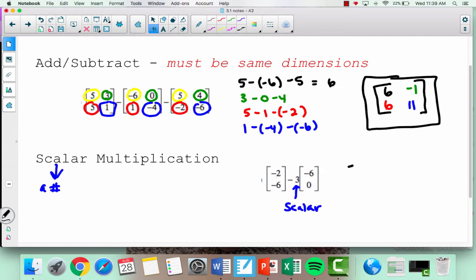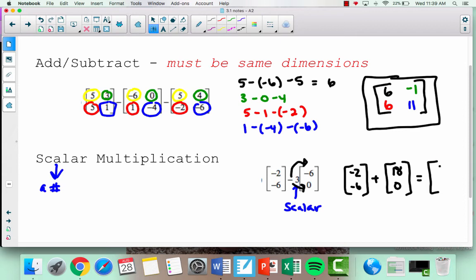So when I do this, I'd leave the first matrix alone, negative 2, negative 6. And then if I distribute and multiply each item by negative 3, I'm going to get in my matrix a positive 18 and a 0. And now I can go ahead and add my two matrices together. Negative 2 plus 18 is going to be 16, and negative 6 plus 0 is still going to be negative 6. So my final solution is this 2 by 1 matrix with 16 and negative 6 in its elements.